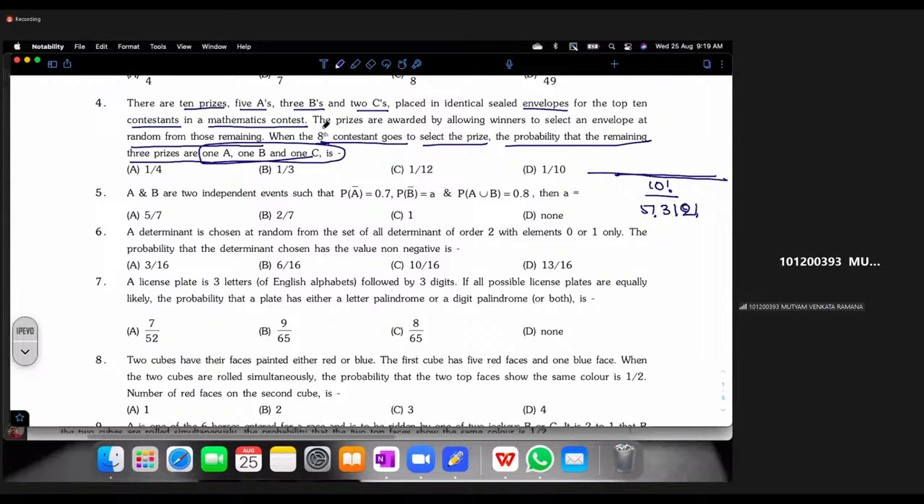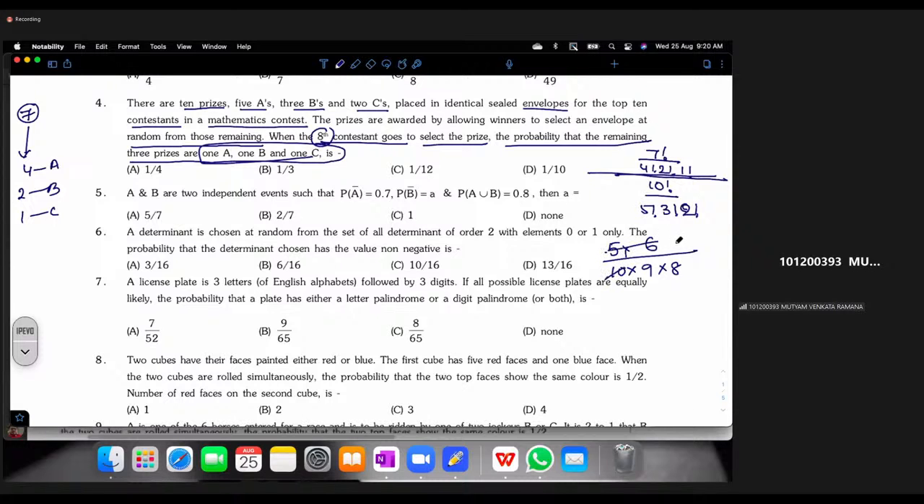But for the 8th contestant, the first 7 contestants have selected 4 A's, 2 B's, 1 C. This can be done in how many ways? 7 factorial by 4 factorial into 2 factorial into 1 factorial. Will you be getting the answer? Let us look at what this is. 7 factorial by 10 factorial means this is 10 into 9 into 8. 4 factorial means here 5 will be there. 2 factorial cancels, and 6 will be there.